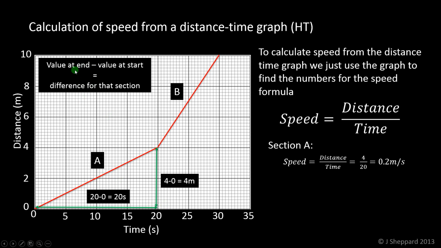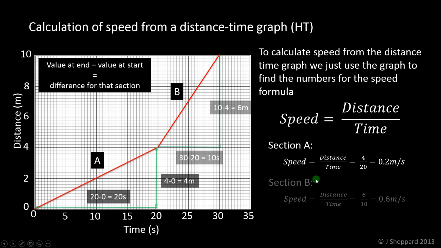So for all of these sections, if we want to find out how long they are, we just take the end time and subtract the start time from it. So 20 minus 0 gives us 20 seconds. And similarly, we take the end distance and subtract the start distance from it. So we end up at 4 meters, and we started at 0, so that's 4 meters, straightforward. So 4 divided by 20 gives us 0.2 meters per second.